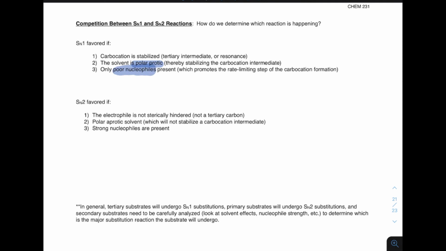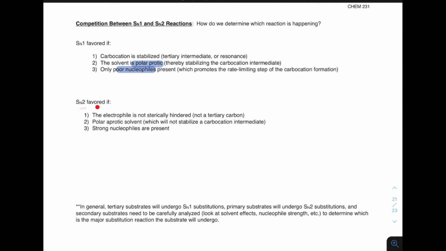Because if we had a good nucleophile, we might end up going through an SN2 pathway, and a poor nucleophile will ensure that that first rate-limiting step, right? Because SN1 reactions are determined by the concentration of the electrophile. Poor nucleophiles will help make sure the leaving group leaves on an electrophilic molecule.